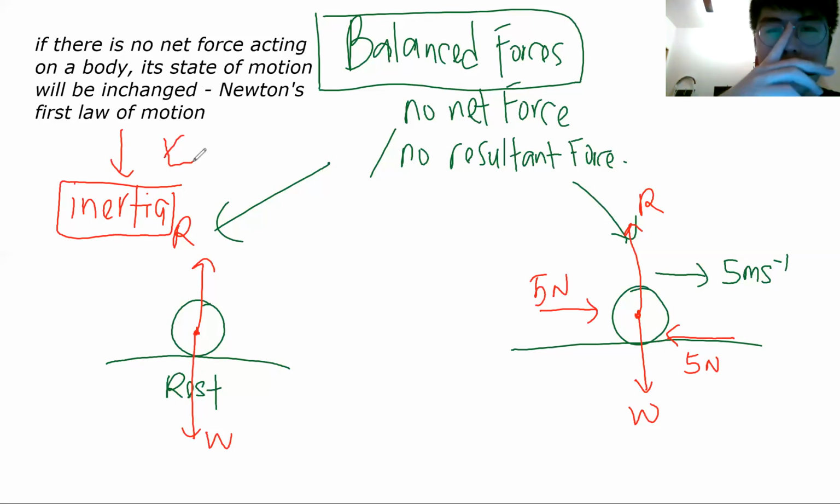So again, inertia is the ability of an object, or you can say the tendency of an object, to remain in its own motion.